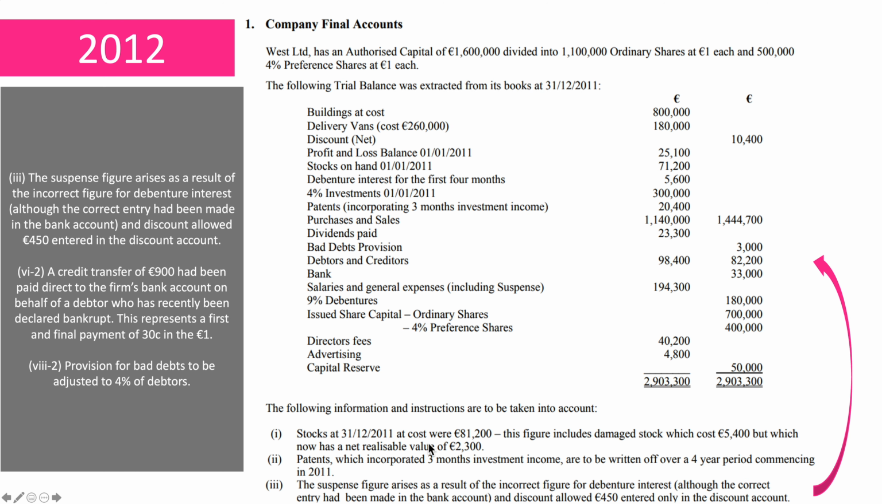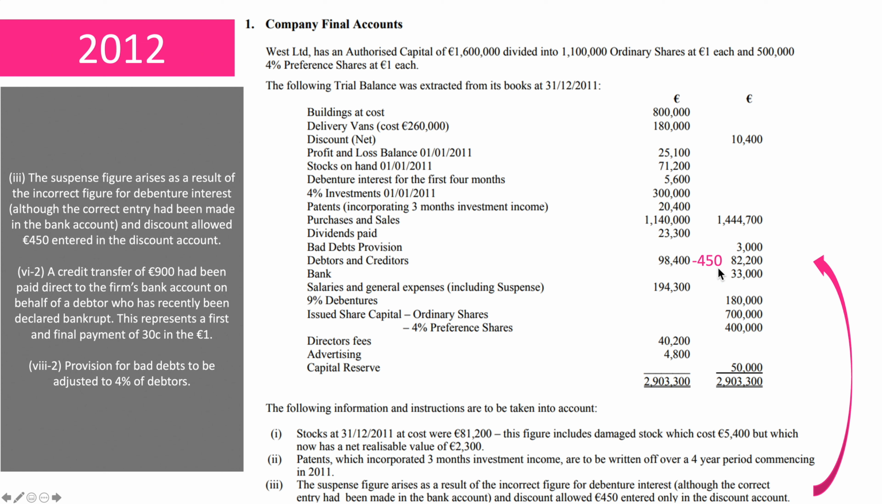Okay, so we take the first one and we're just looking at what impacts the debtor here. So we won't be looking at the debenture interest. So just the second part of this. Discount allowed $450, entered only in the discount account. So we also need to take it away from debtors in the debtors account.